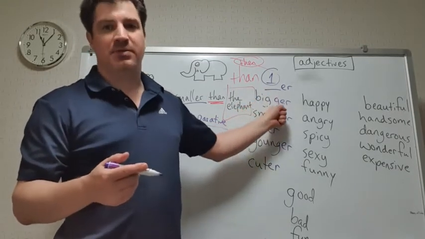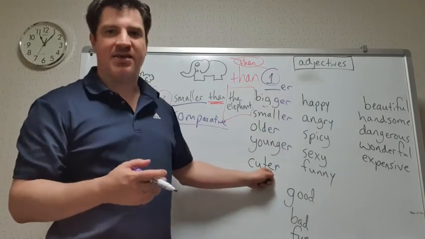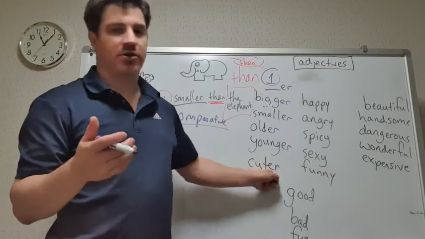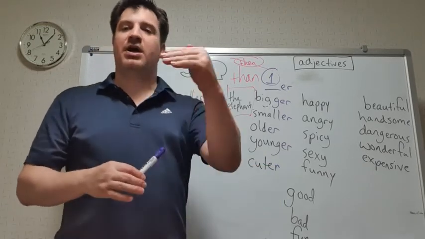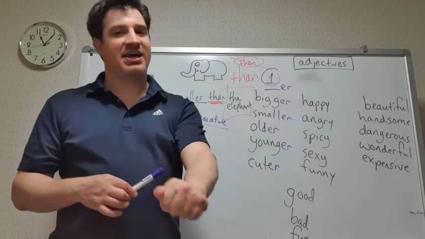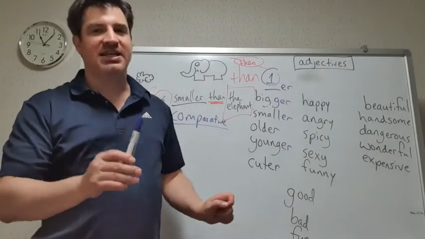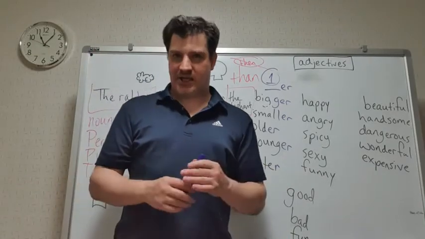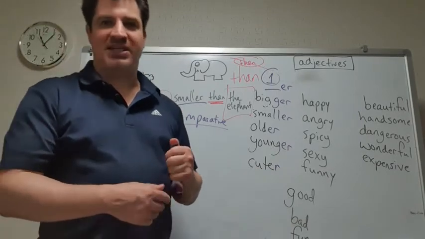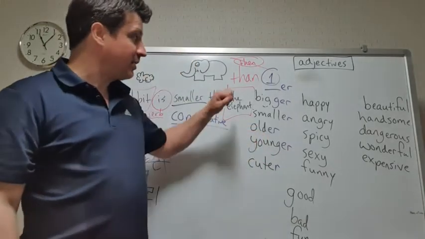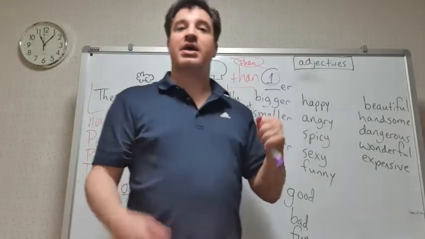Big, B-I-G-G-E-R. And if a word ends with E, you just put an R. Cute-er. Okay? With that, an important thing. A lot of times people will make the mistake and say, not cuter, but cutie. Cutie is not a word. Do not say it. Cuter is the word you are looking for. Cutie is Konglish.